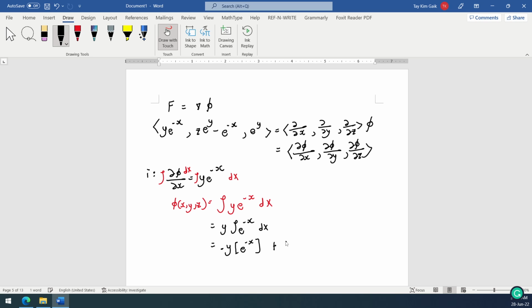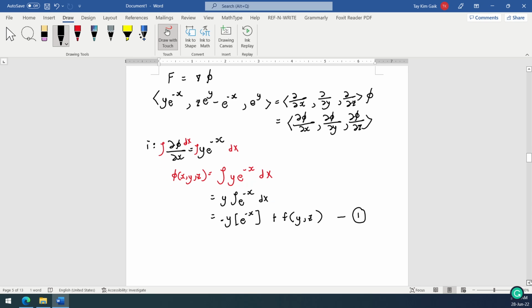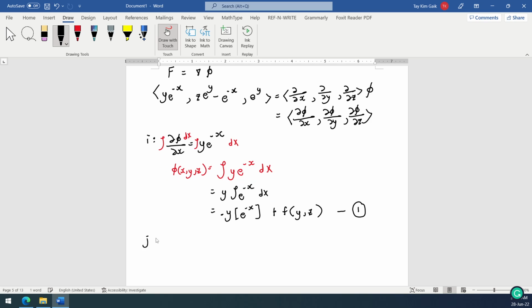So the constant is actually a function of y and z, because this is partial integration. When integrating with respect to x, y and z are constant. So this is the first equation that you can obtain from component i. Okay, from component j, you have del phi del y equals z exponent y minus exponent negative x. Hence, to get phi, you integrate with respect to y at both sides.